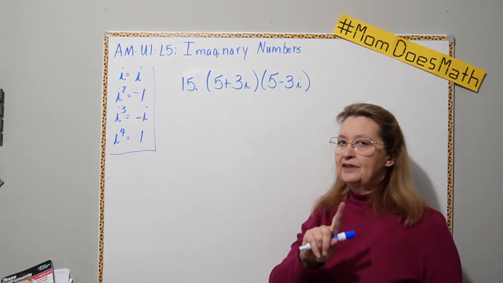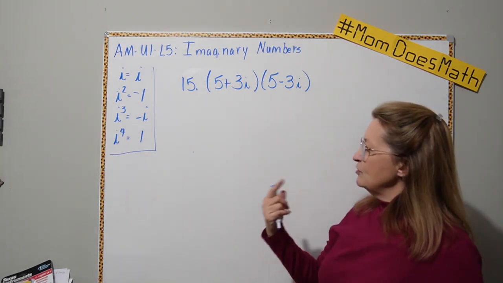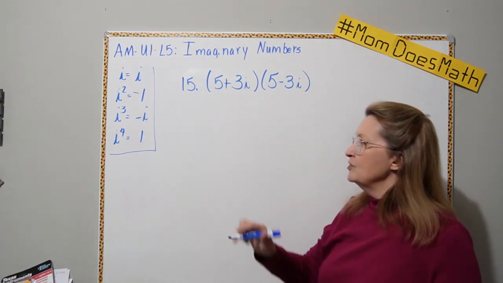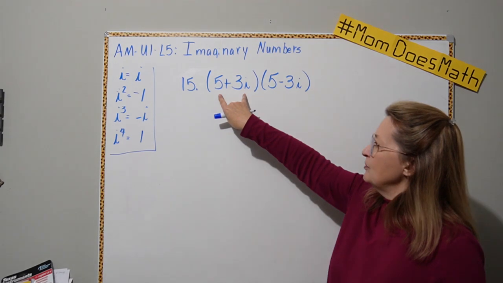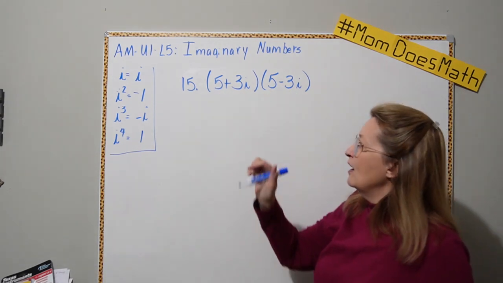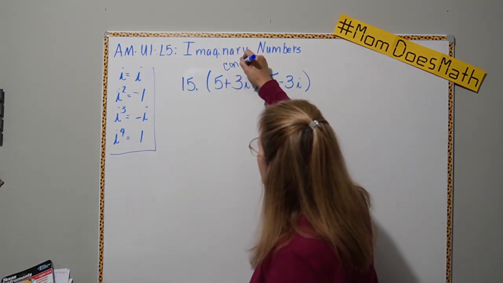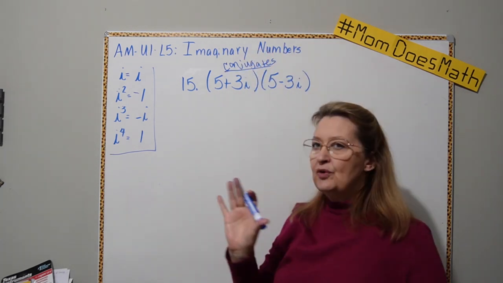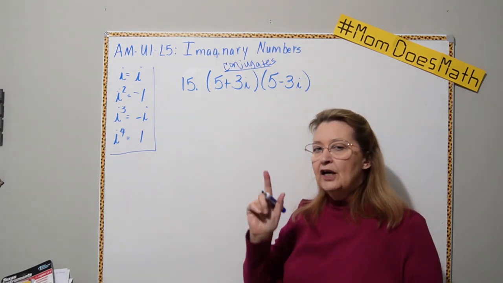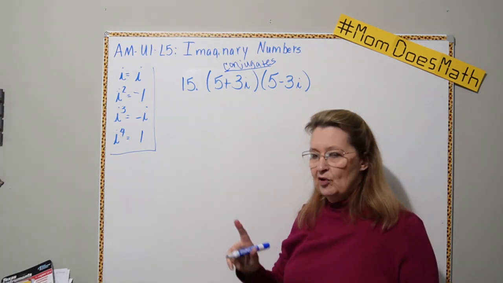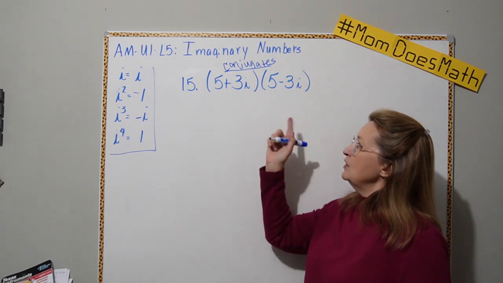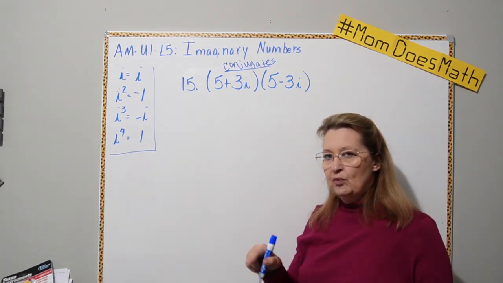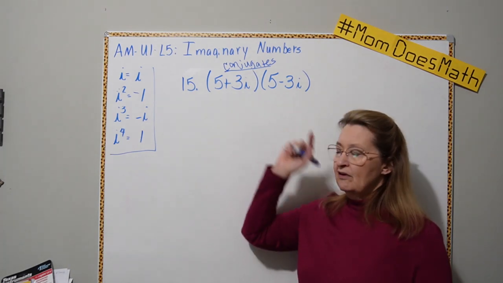Okay, let's look at number 15. Now I want to call your attention to something here, because this is actually one of the most useful things about imaginary numbers. If you will notice, 5 plus 3i and 5 minus 3i, what are these? Do you remember this word? Conjugates. So I want you to pay attention to what happens when you multiply conjugates that have an imaginary number together. In fact, what I want you to do is try this one first and see what you get, and then I'll work it next. So if you want to pause the video, put your answer down, and let's see how you do.